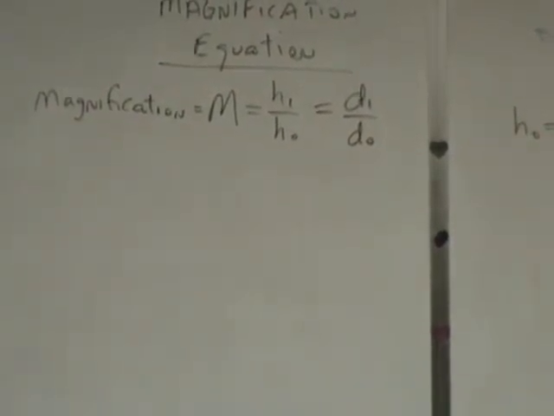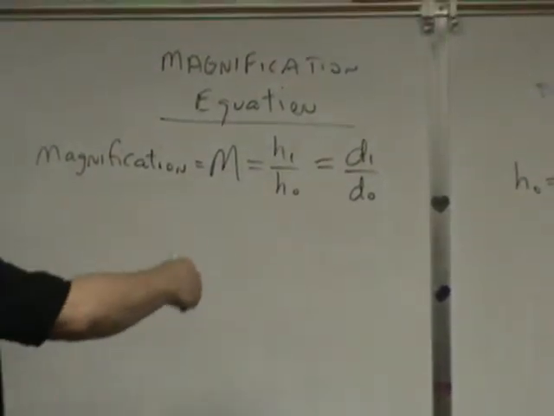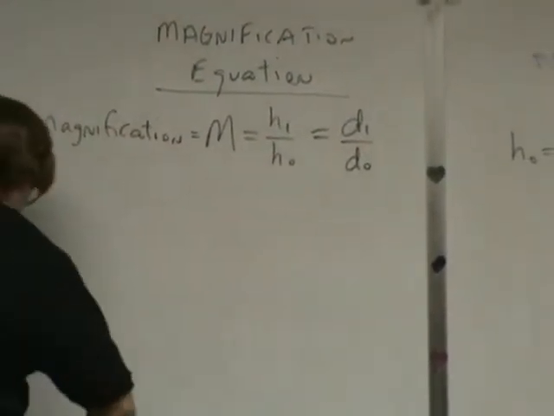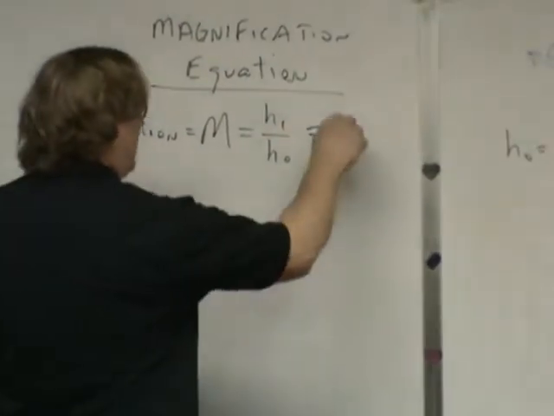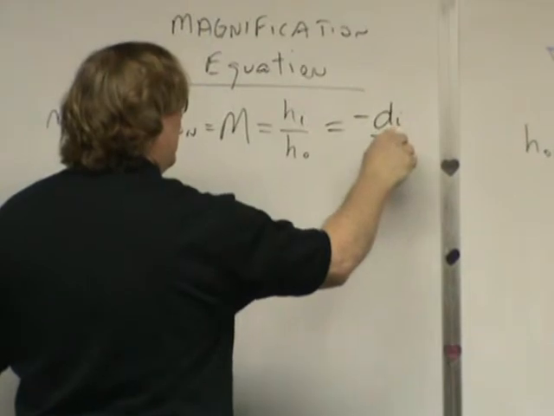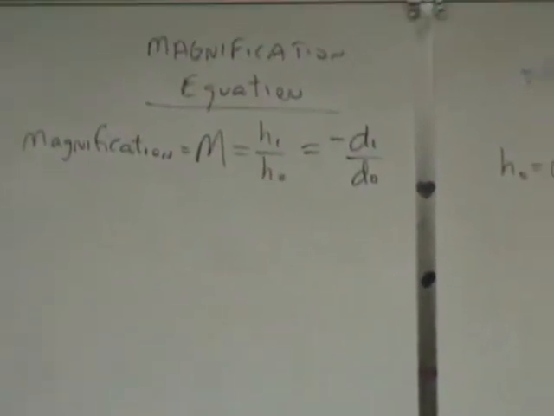Yeah, and because, just 1 second, you know what? I messed up this equation now that you mention it. The equation is not just d sub I over d sub O, it's negative d sub I over d sub O. Negative d sub I over d sub O. So sorry about that. I'm not even gonna edit it out, I'll just leave that mistake in there.